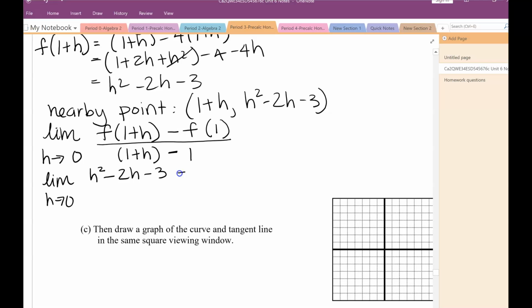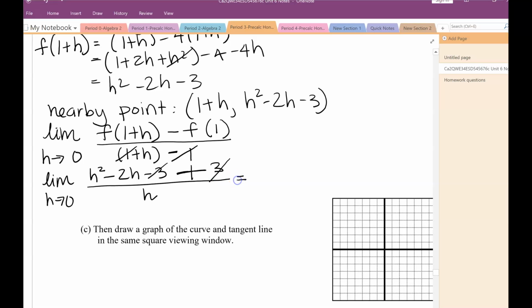Okay, minus, what was the y value when x was 1? Negative 3, all over. Would you agree that these two ones would cancel each other out in the denominator? So we only have h left. Are the 3's canceling each other out as well on the numerator? Because the 2 negatives would make it a positive.